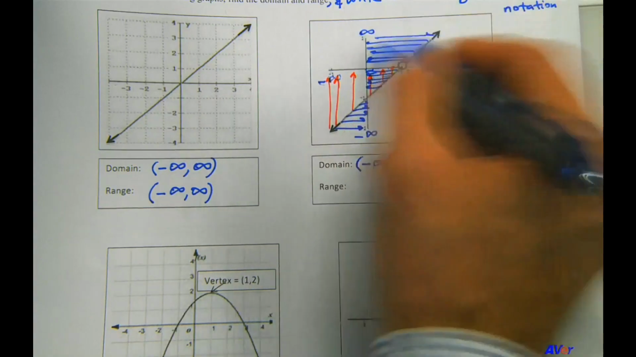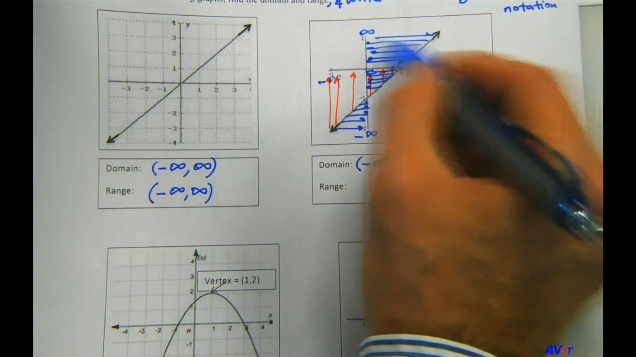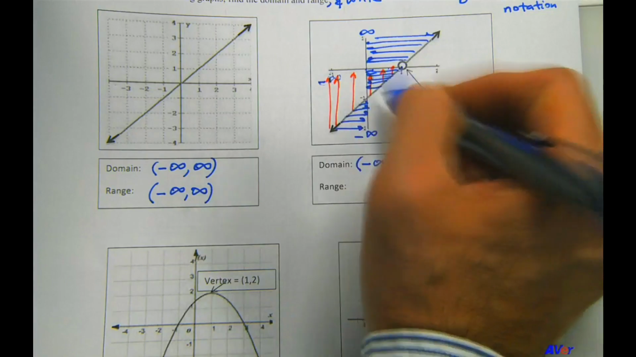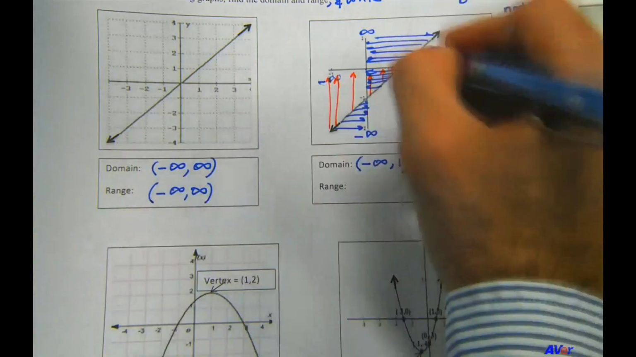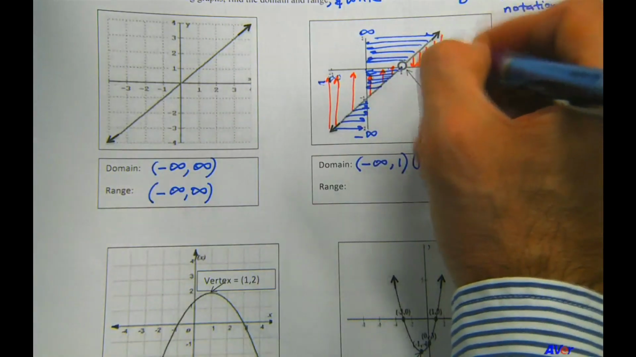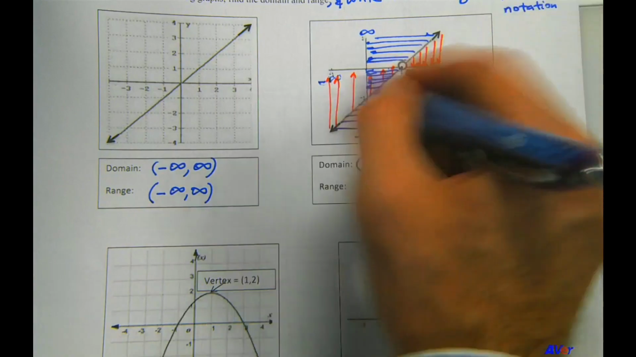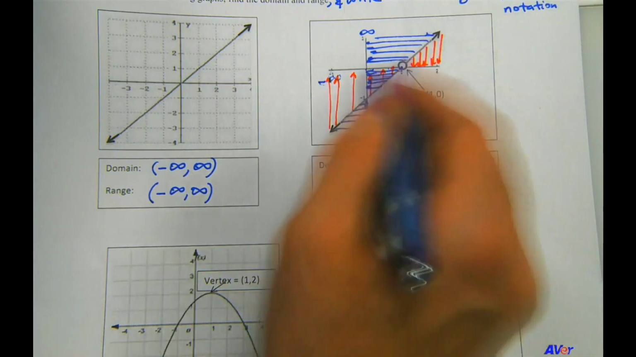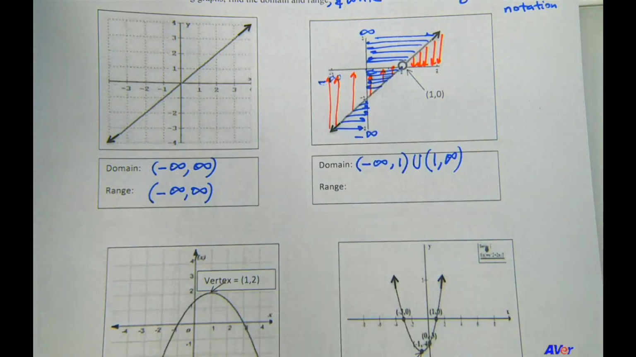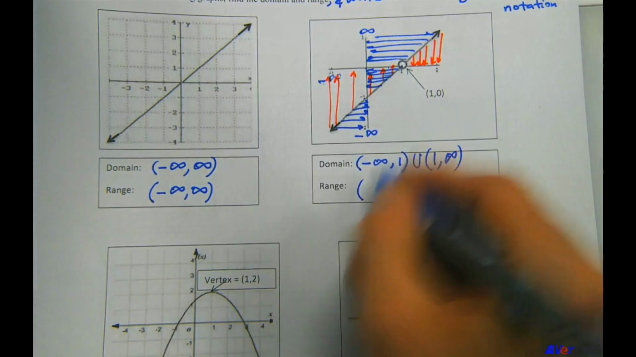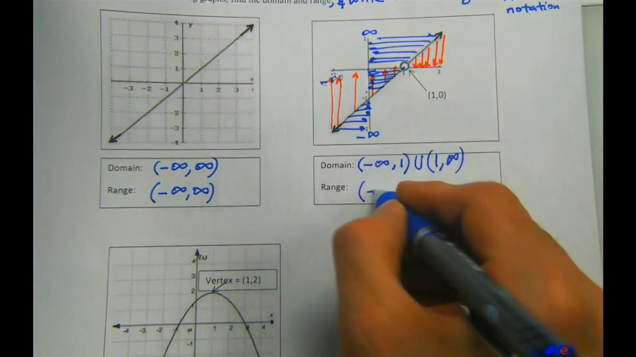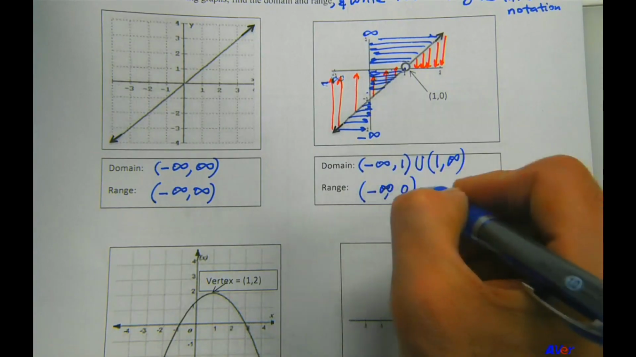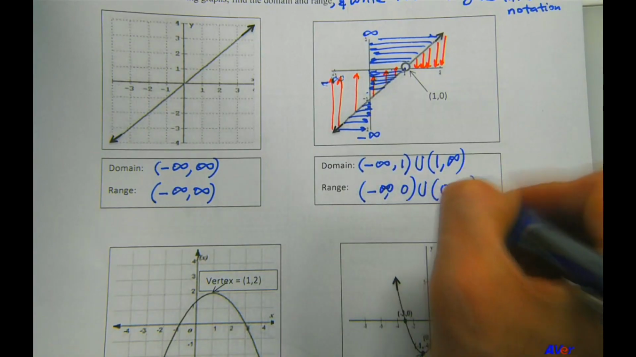So that's what I mean when I say force your eyes to look at the behavior of the graph with respect to the y-axis, with respect to the x-axis. Okay, the red ones indicate the behavior of this graph with respect to the x-axis. The blue ones indicate the behavior of the graph with respect to the y-axis. So the range in that case would be negative infinity to 0, right? Union 0, infinity.